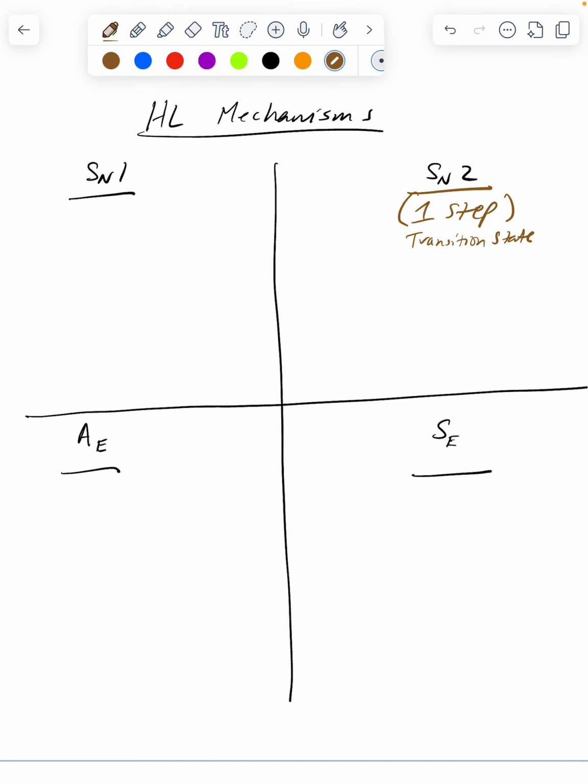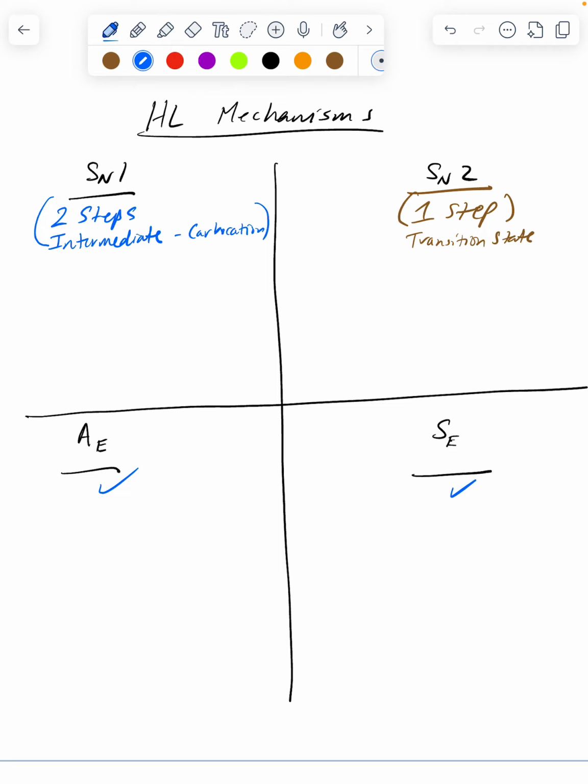Every other mechanism is 2 steps. And so every other mechanism has an intermediate rather than a transition state. And that intermediate in every one of these mechanisms is a carbocation. So that's really nice to lock onto. I'm not going to write it again, but I'm just going to put a check and a check.